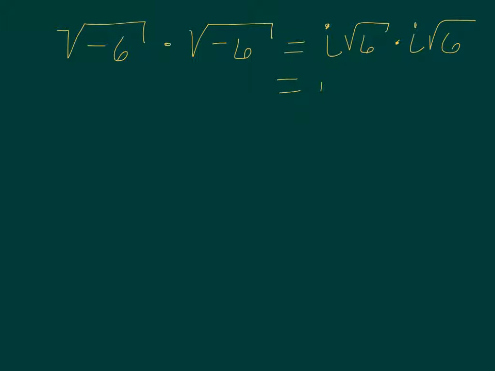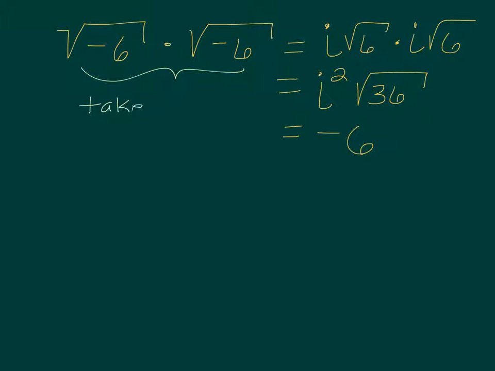i times i will give us i squared. This will give us the square root of 36, and we get -6. i squared is -1, and the square root of 36 is 6. So what you want to remember here is you have to take the i's out first. If you don't do that, then you'll actually lose this negative sign.